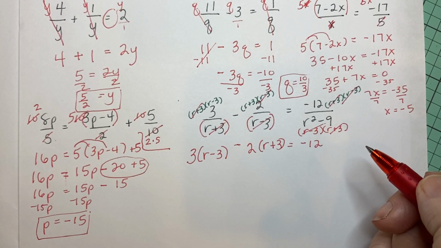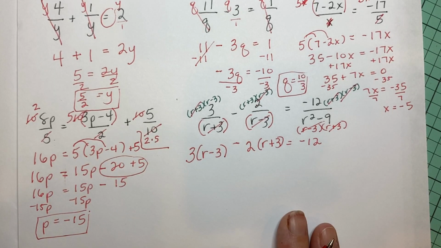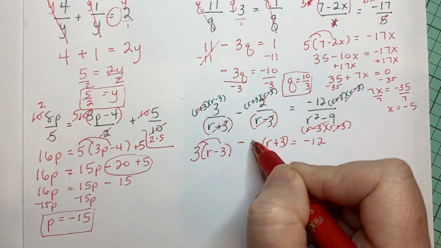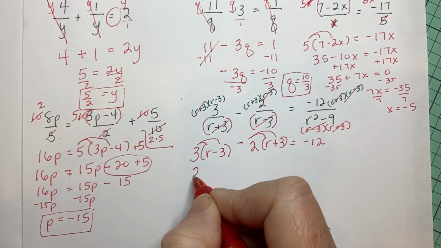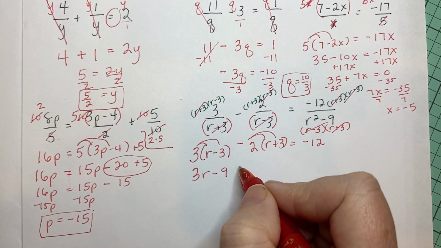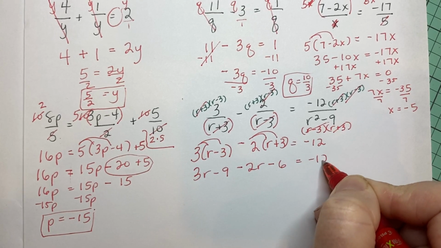So it's really the same thing. You're just thinking in terms of algebra. And so we got rid of our fractions. And so now we're going to get rid of our parentheses. So this would give me a 3r minus 9. Here we're distributing a negative 2, so watch your signs. That's going to give me a negative 2r minus 6 equals negative 12.